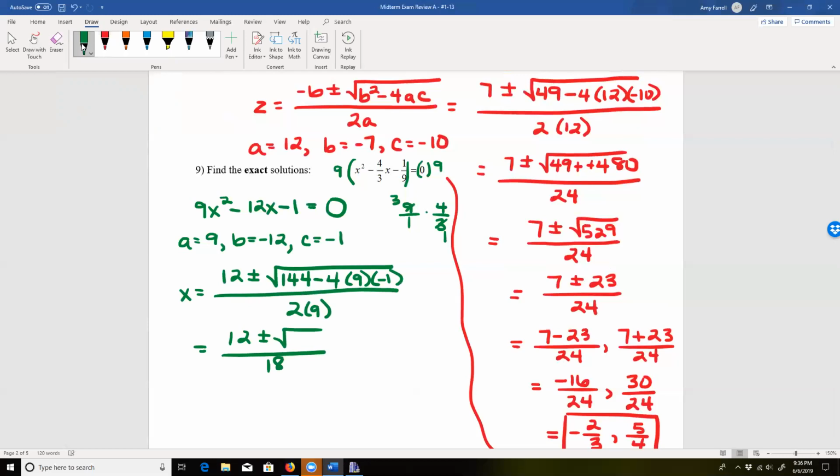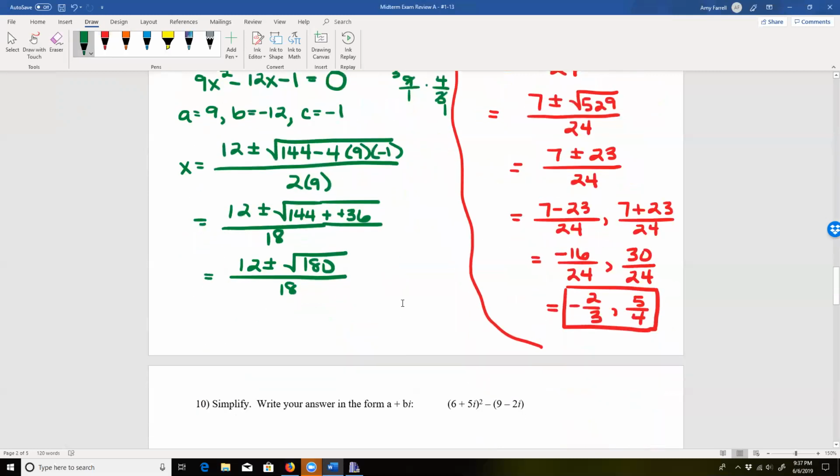because what follows the subtraction symbol is a negative 36, a product of negative 36. So it's going to be minus a negative. So it's going to be 144 minus a negative 36. Sorry, that's all underneath the square root. So plus plus. So we're going to have 12 plus or minus the square root of 180 all over 18.